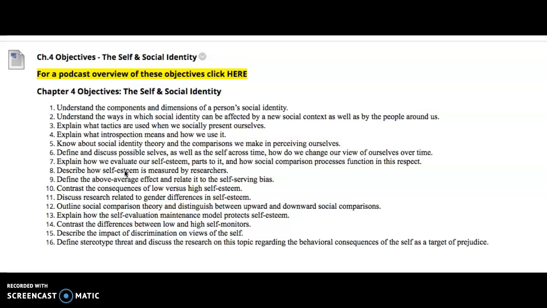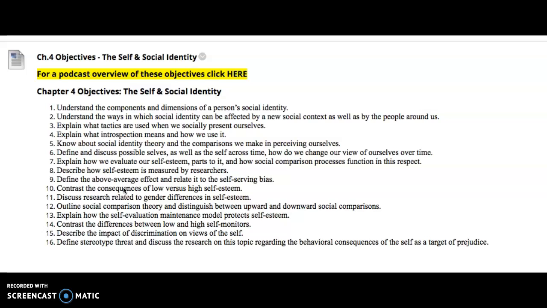Explain how we evaluate our self-esteem, the different parts to self-esteem, and how social comparison processes function with respect to self-esteem. How do we measure self-esteem? In the social psychological research, how is self-esteem typically measured? There's some research there talking about that.